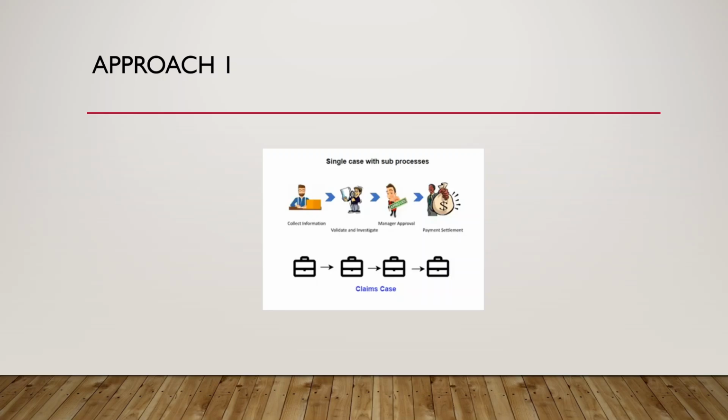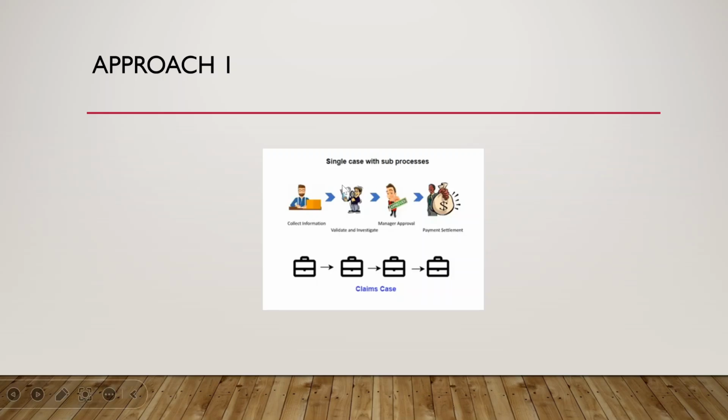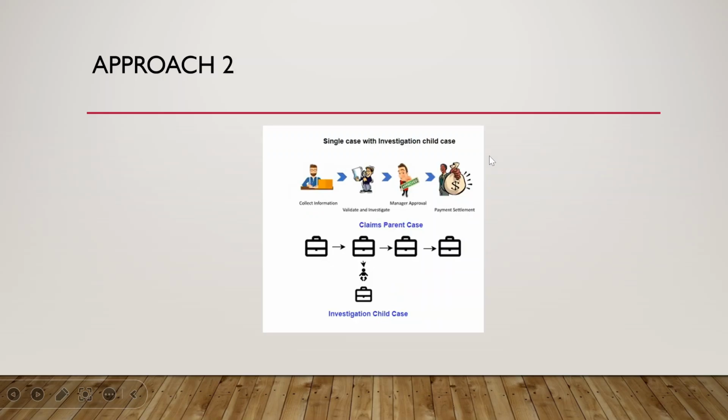What if we are having multiple cases? If we consider this one, we have a single case, we can have this investigation as a child case. So in Pega, we have a concept called parent case and child case. I will be walking through parent case and child case day after tomorrow. But for now, understand we can have different approaches. It doesn't mean that we need to follow the same approach. We can have multiple approaches as well.